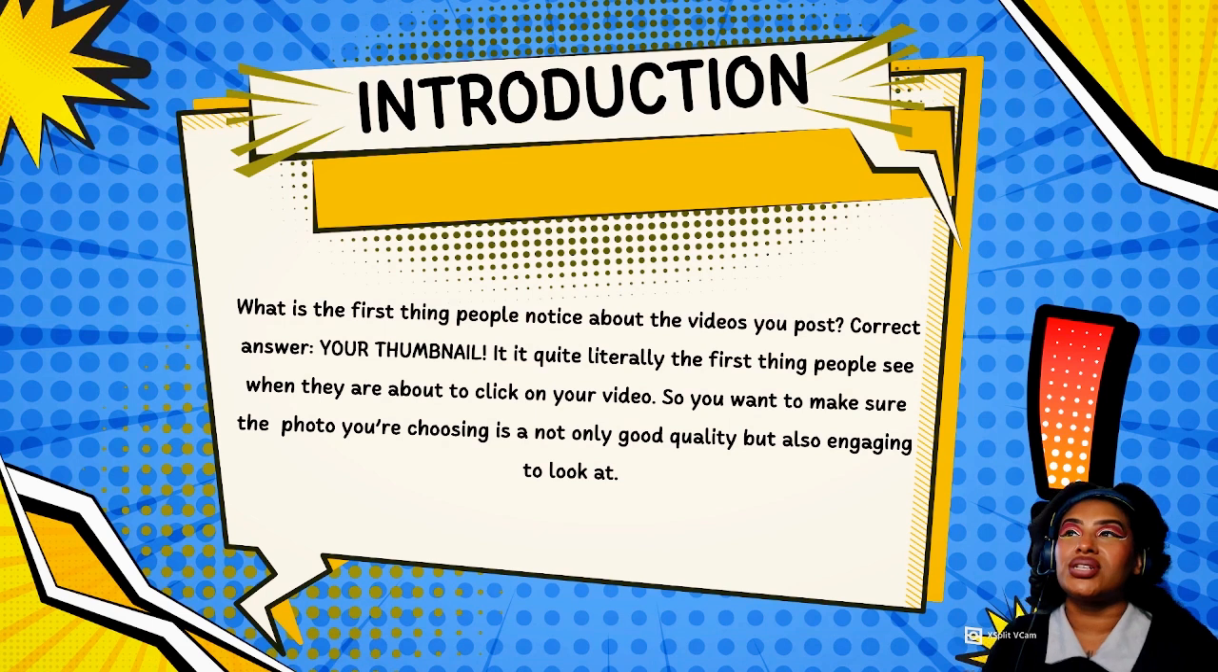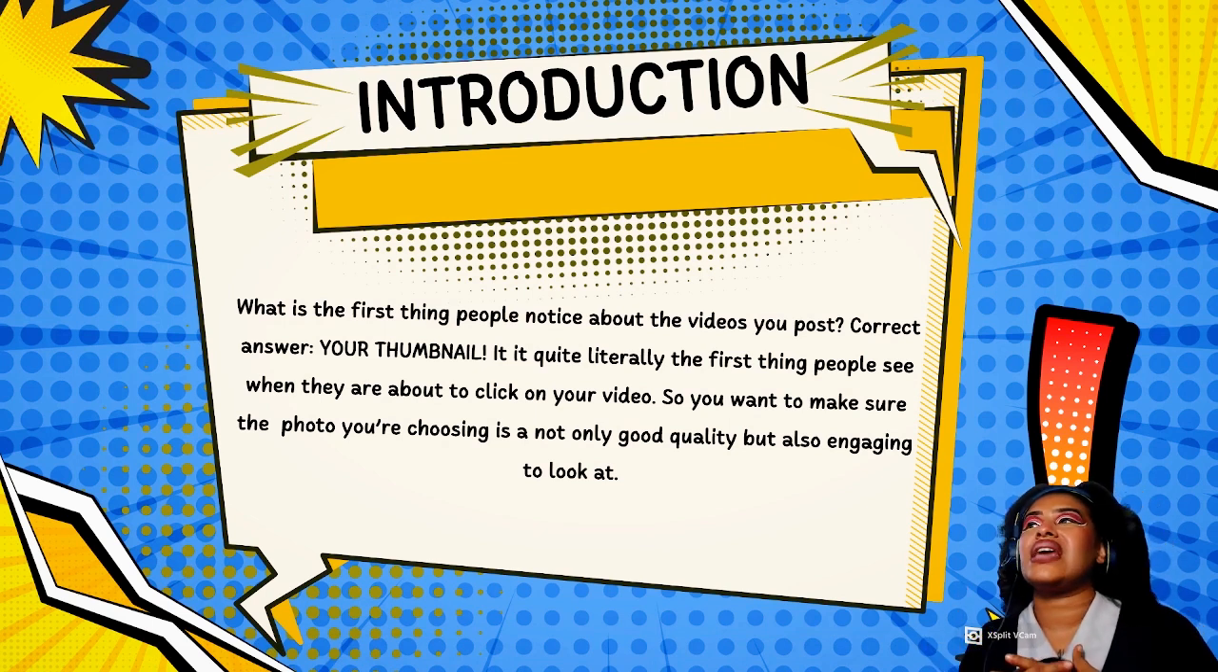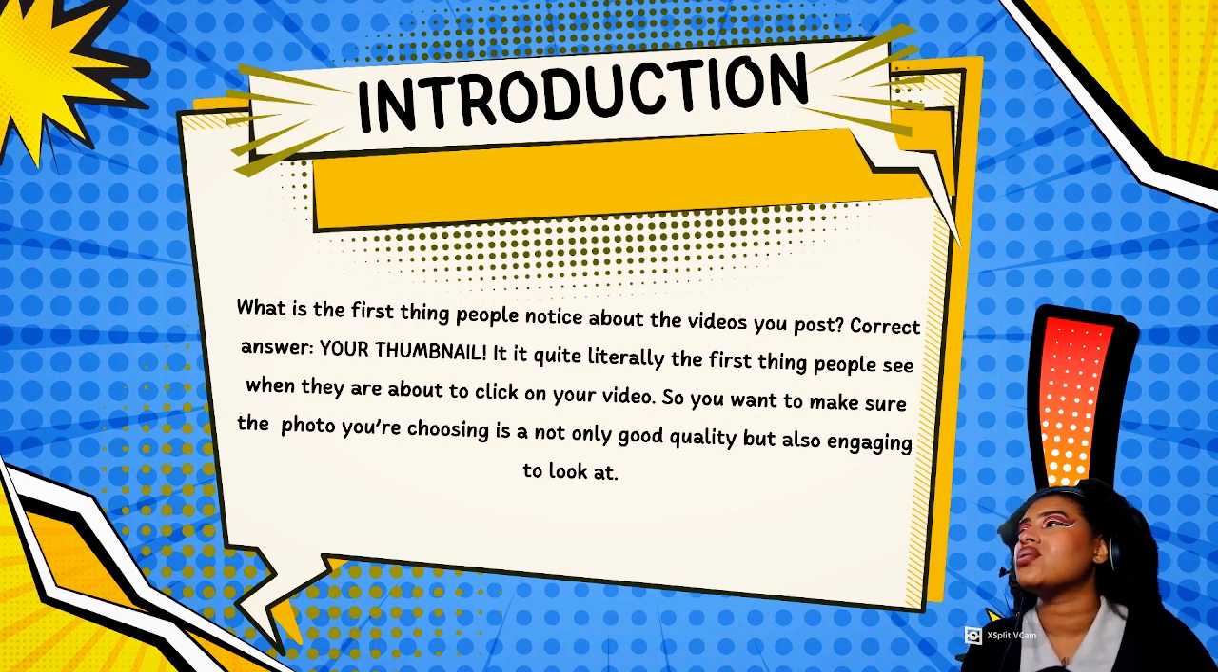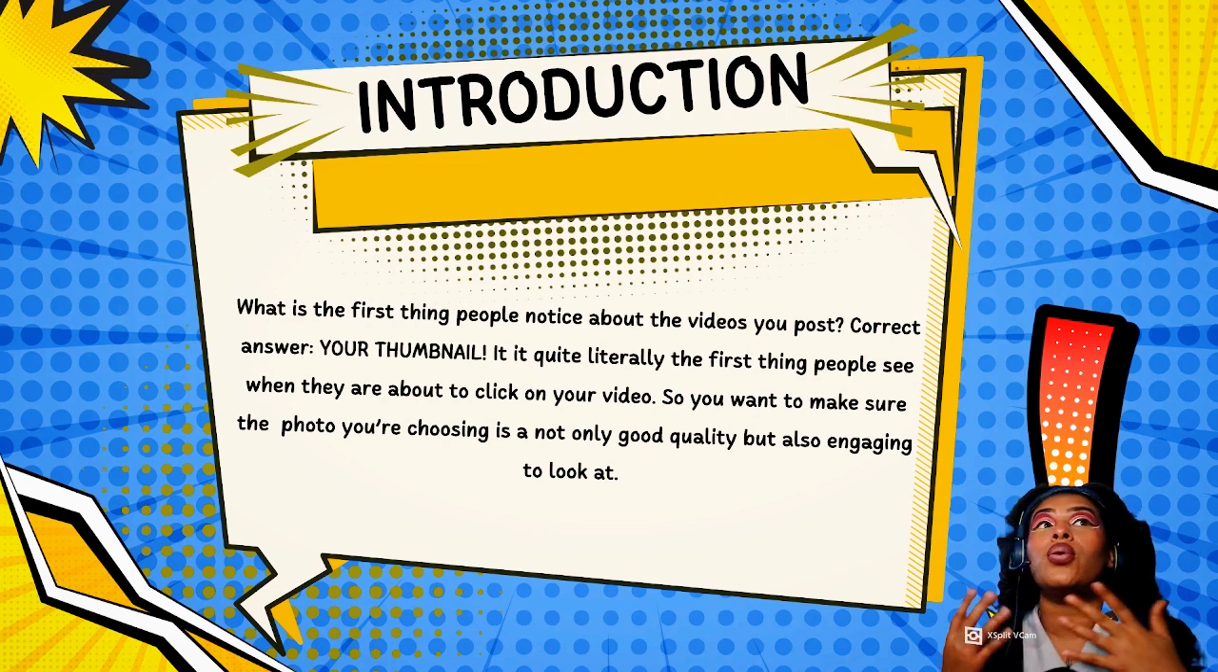So, introduction: what is the first thing that people notice about the videos you post? The correct answer is your thumbnail. It quite literally is the first thing that people see when they are about to click on your video. So you want to make sure that the photo you're choosing is not only good quality but also engaging to look at. So kind of like a no-brainer.